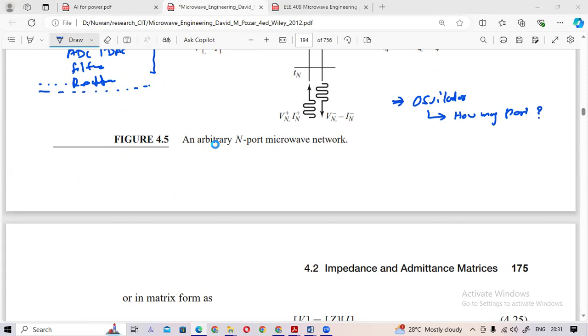Two pins, yes, two pins are there. It is like this, okay? Two pins are there. Your answer is correct. Two pins are there.